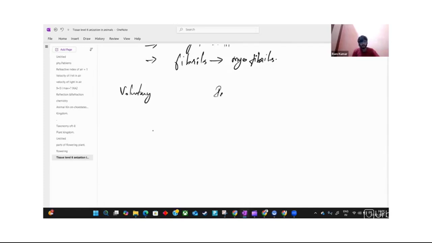Muscular tissue is classified into voluntary muscles, involuntary muscles, and cardiac muscles. Voluntary muscles are also called skeletal muscles. As the name itself tells, skeletal muscle tissue is closely attached to our skeletal bones.